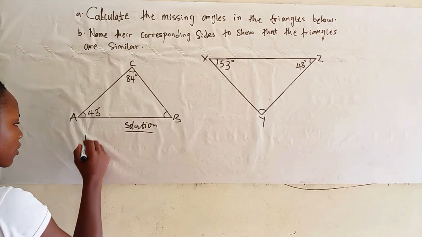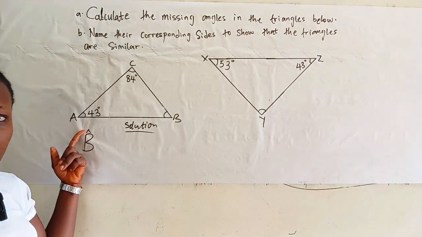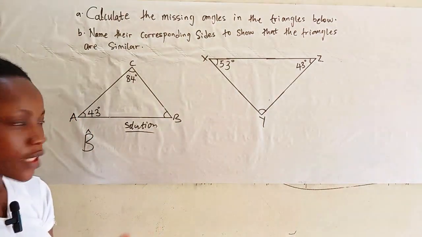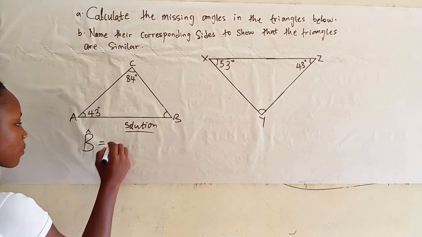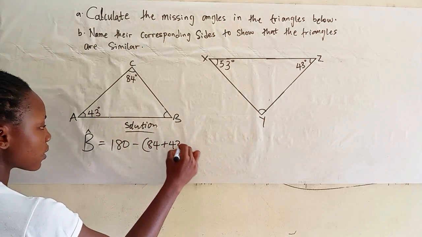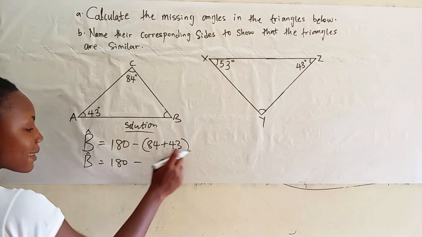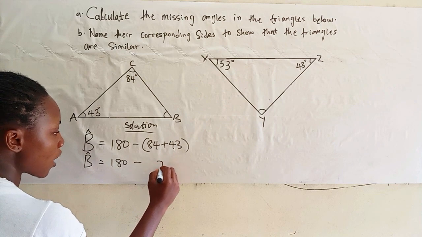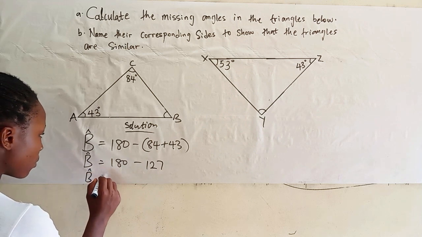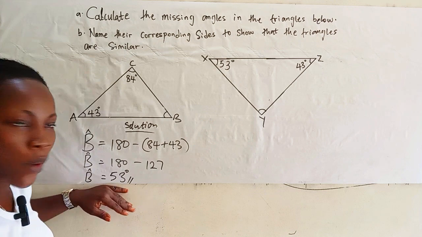Solving for our angle B. Now, this sign on top of this B is an angle sign. It is called angle B. Alright, so to find our angle B, we're going to have 180 minus 84 plus 43. Our angle B is equal to 180 minus, adding these two together, we are going to have 127. So subtracting them, we have 53 degrees. Alright, we have gotten the value of our angle B.